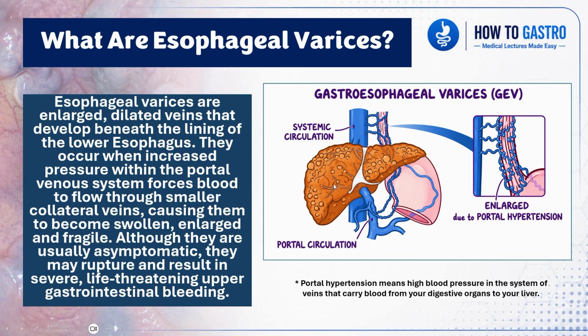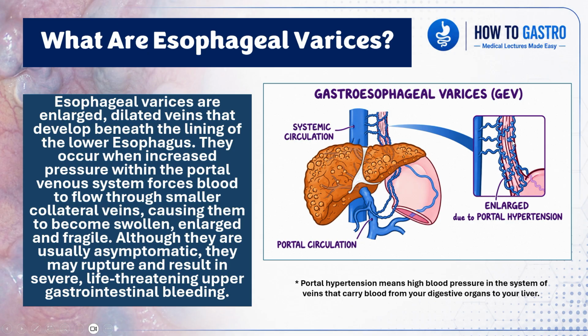But when there is a backlog of flow through the liver due to diseases like liver cirrhosis, where the liver becomes fibrotic, it increases the pressure in this vein here, which is called the portal vein. And when we have an increase in pressure in this vein, the collateral veins that feed into these veins suffer and become enlarged. Some of the veins that become enlarged are the veins of the lower esophagus and the stomach.